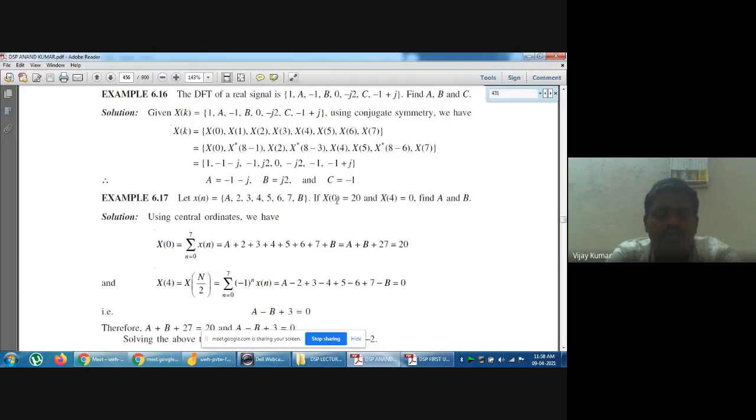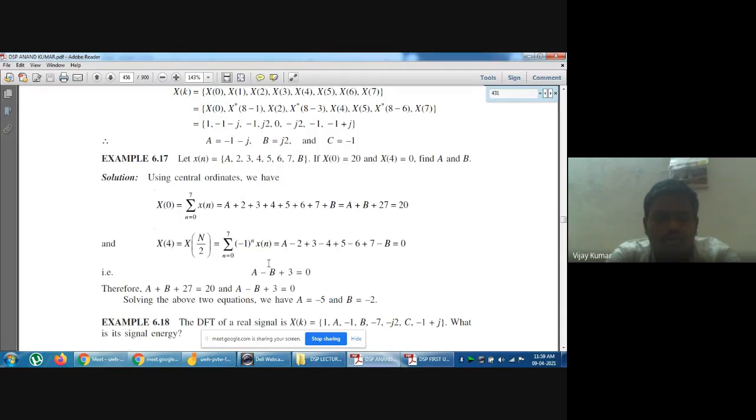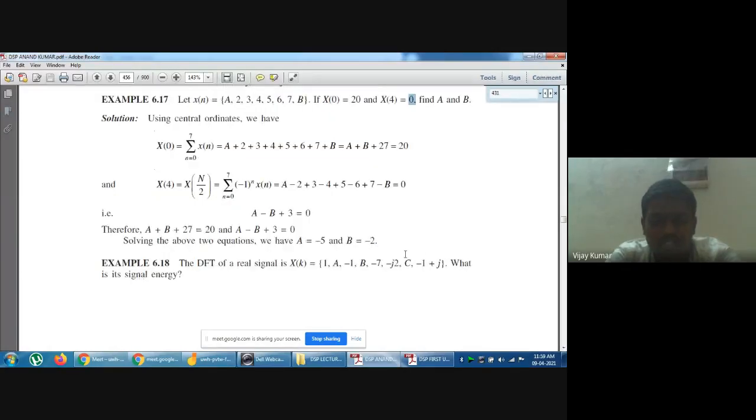X of k equal to 0 is nothing but the sum of all values of x of n. So you will get a plus b plus 27, which is also equal to 20, as given. So a plus b equals minus 7. That is one equation. Similarly, x of k equal to n by 2 is alternate minus plus. After applying that, a minus b plus 3, whose value is given as 0. So a minus b equals minus 3, a plus b equals minus 7. Computing that, you will get a equal to minus 5, b equal to minus 2.